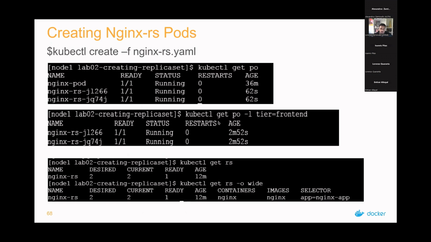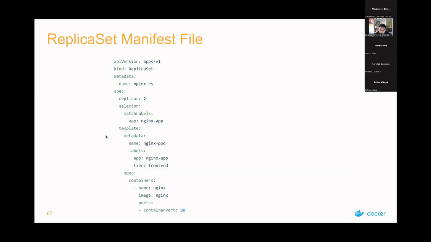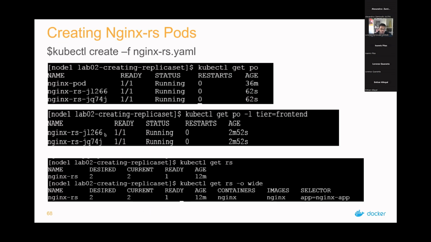We can see with kubectl get pod -l, we specify the label. That means we can see only the pods that were labeled frontend, and we can see that there are two. Why are there two? Because there are two replicas. So that means we have two replicas of the same pod. We can see here with get rs, the replica set.